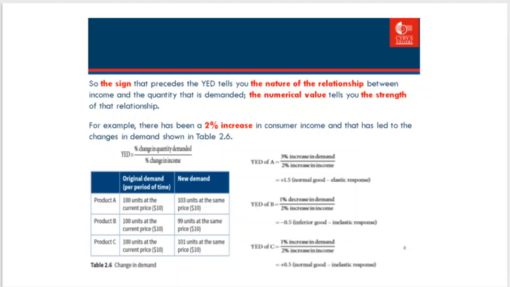But how to categorize elastic or inelastic? We have to ignore the minus sign. So just see 0.5. 0.5 is less than 1. So categorize as an inelastic product. Now product C. At the end we will get positive 0.5. Positive means normal product and 0.5 is still less than 1, which means inelastic.